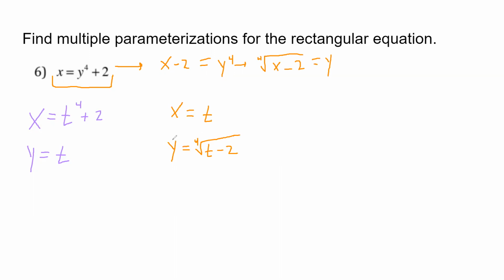So again, for both of these equations, and we'll graph them, for all values of t they give you the same graph. It's just that they're going to start at different points because we defined them differently.